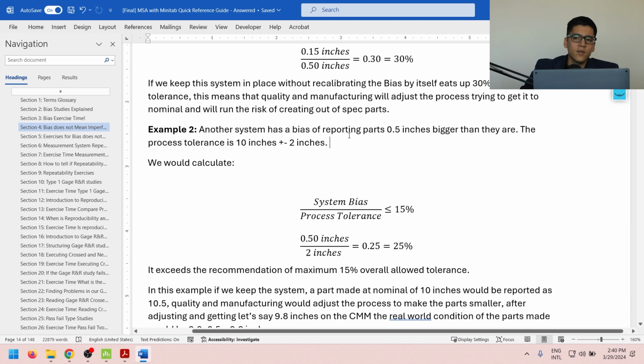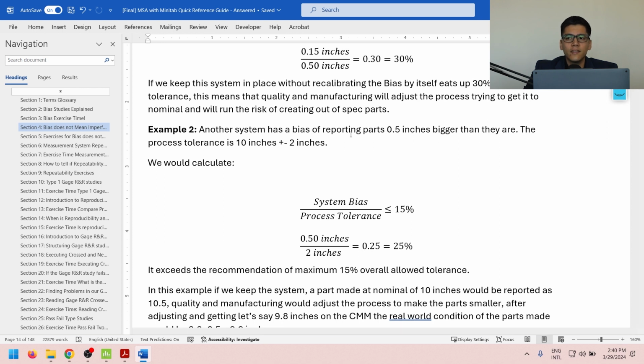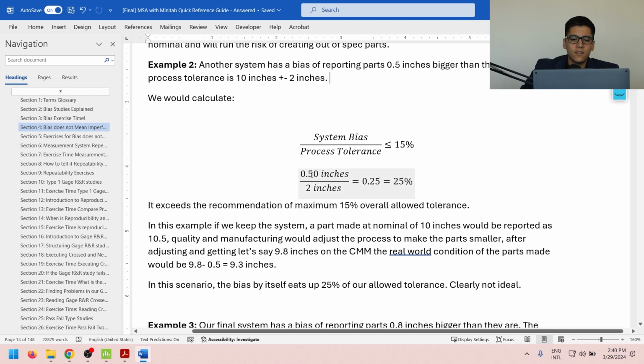Let's look at a new example of how to calculate. Another system has a bias of reporting parts 0.5 inches bigger than they are. The process tolerance is 10 inches plus minus 2 inches, so from 8 inches to 12 inches. We would calculate accordingly. My system bias, 0.50 inches, divided by 2, that gives me 0.25, which is 25%. Again, this bias is exceeding the recommendation of a maximum of 15% overall allowed tolerance.